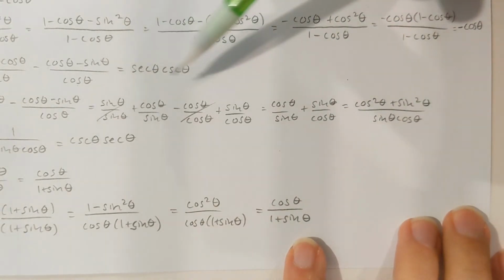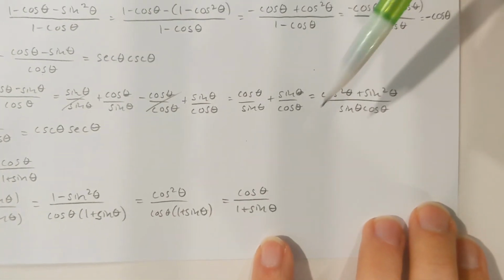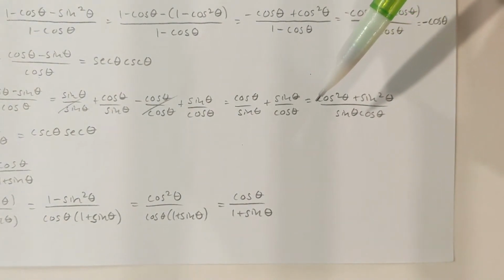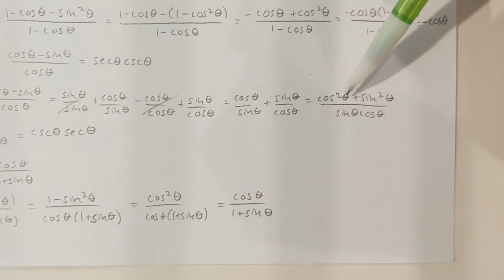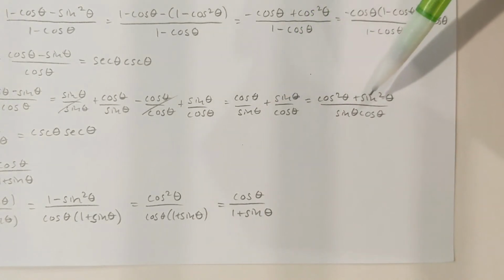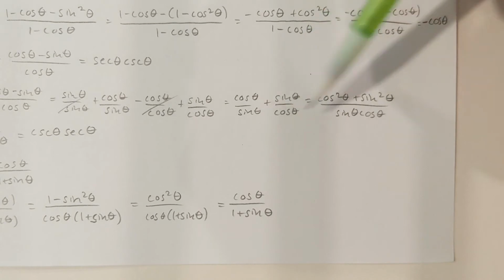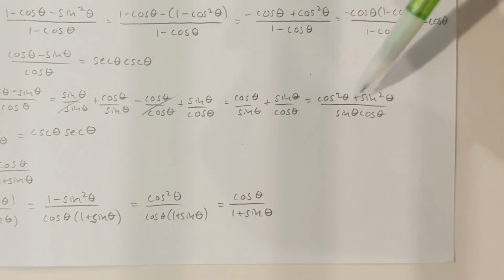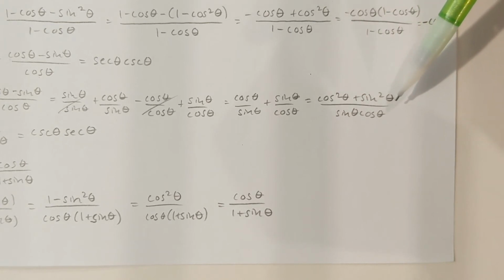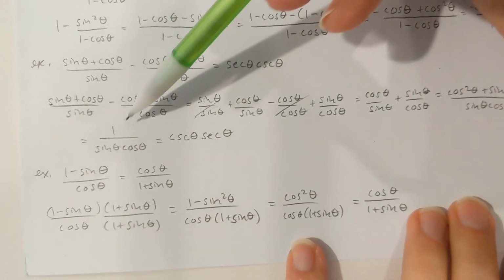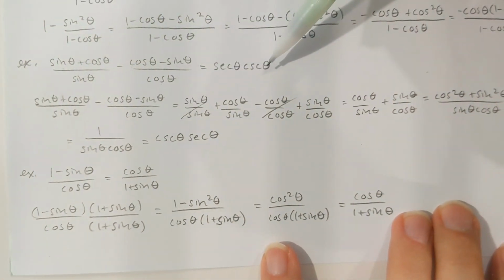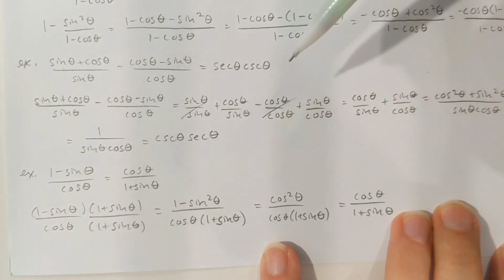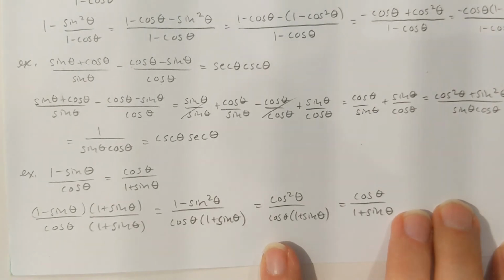Now keep in mind where you're trying to get to here. So if I get a single fraction now, cosine theta times cosine theta is cosine squared theta. Sine theta times sine theta is sine squared theta. And my common denominator there would be sine theta cosine theta. Cosine squared theta plus sine squared theta is 1. And I've got 1 over sine theta, which is the same as cosecant theta. 1 over cosine theta is the same as secant theta. Well, that's where I had to get to then, cosecant theta times secant theta.